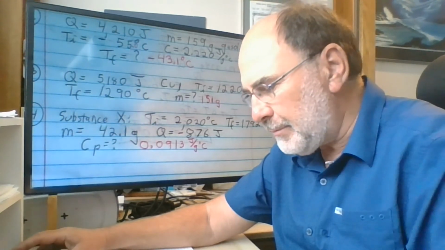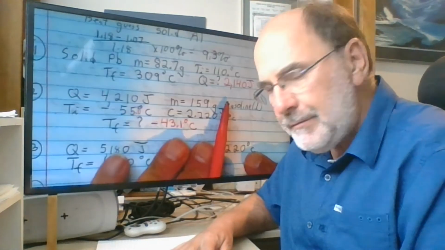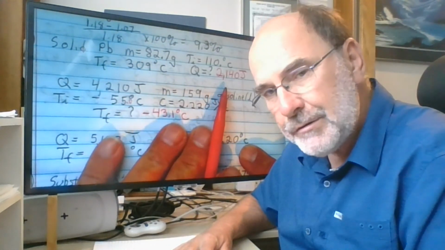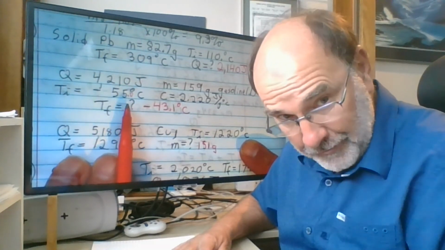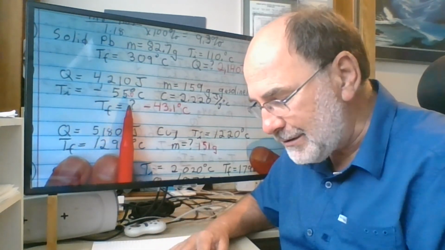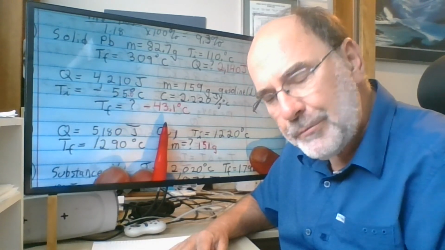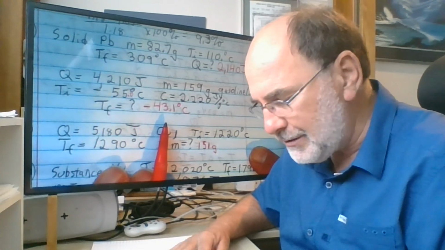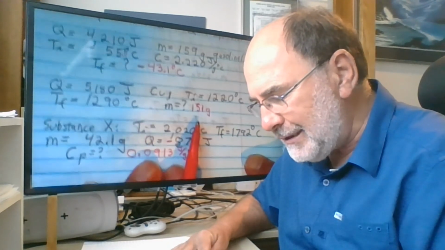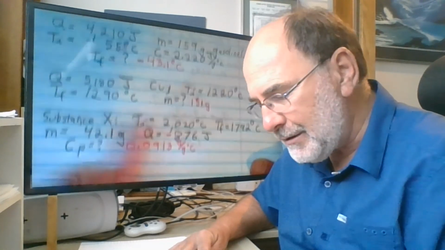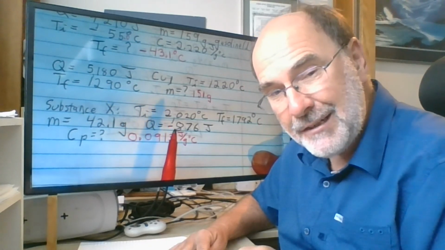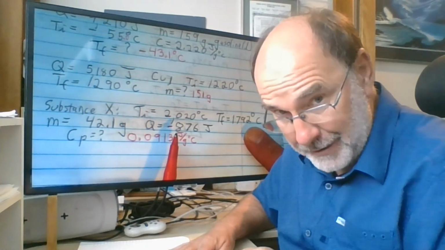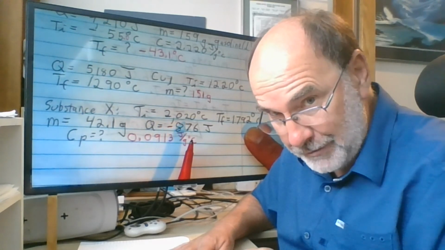Okay, I paused. Hopefully you did too, worked out the solutions. For practice problem number one, I got a result of 2,140 joules. Number two, I made this 55.0 degrees Celsius, so I'd have 3 sig figs, and got negative 43.1 degrees Celsius. For number three, I got 151 grams. And for number four, this substance, I forgot to put a minus sign here since my final temperature is below my initial temperature. I must have been removing energy.